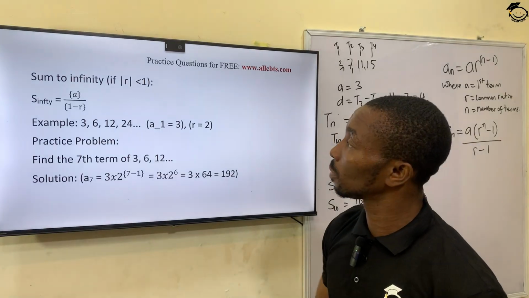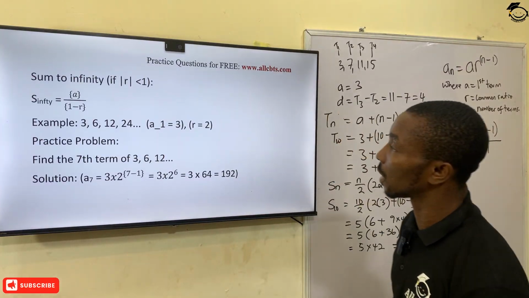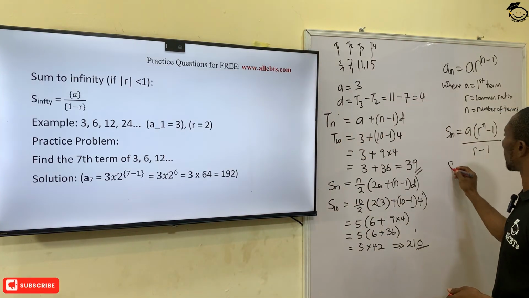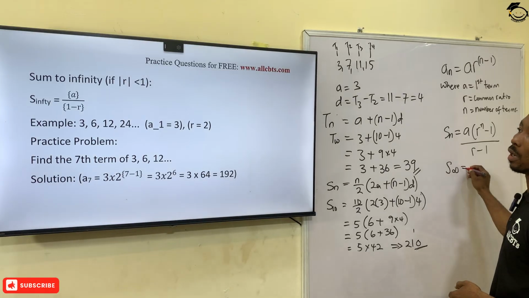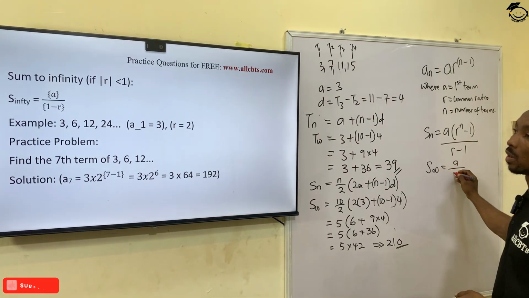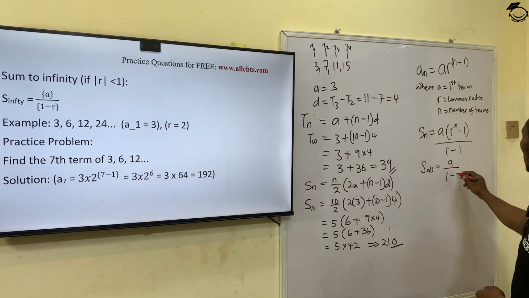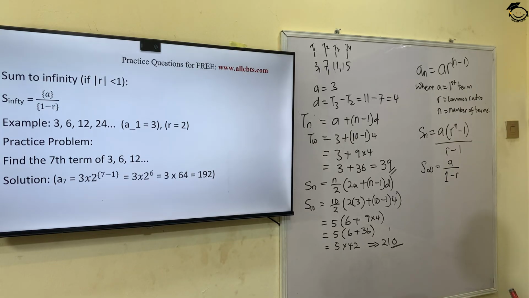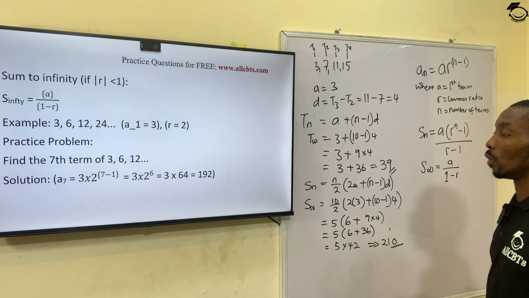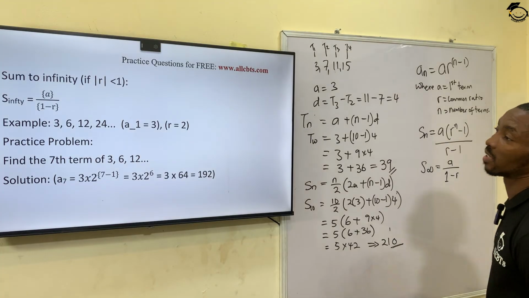So looking at our sum to infinity, if r is less than 1, we'll be using the formula S equals a over 1 minus r, where a is our first term and r is our common ratio. Now let's look at examples.